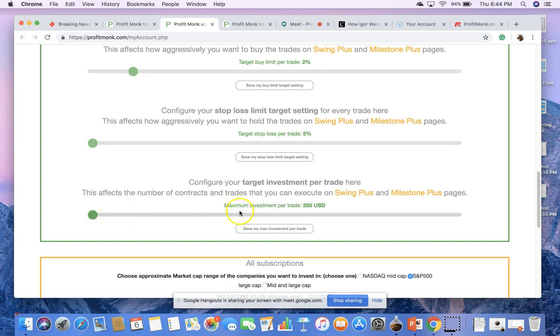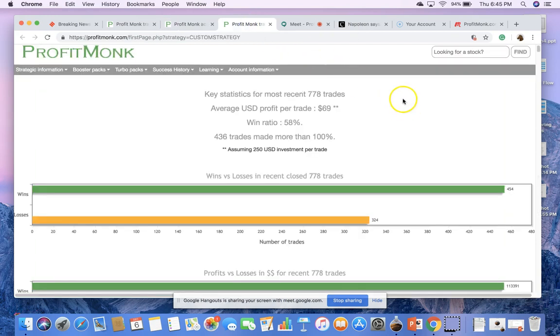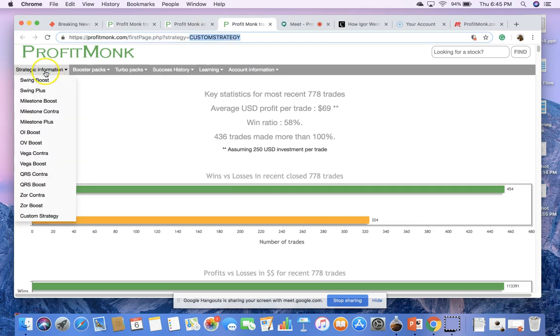So if you turn your investment per trade all the way down to the left, your target buy limit to 2%, and your target profit per trade to 100%, then I have been able to create a combination of strategies which look like this, and we will go deeper into what that combination is. But let's first look at the results. So this is the custom strategy page. Again, this is coming from here, right here.